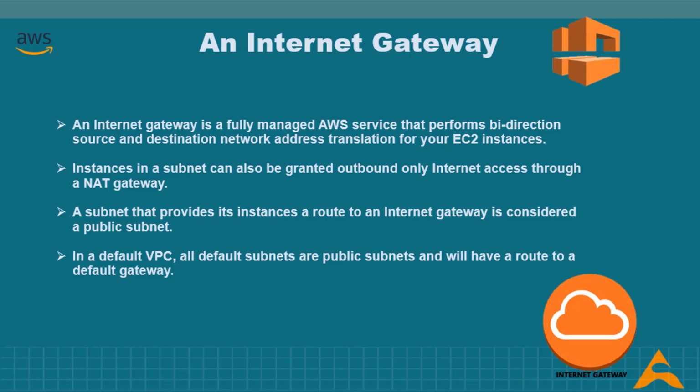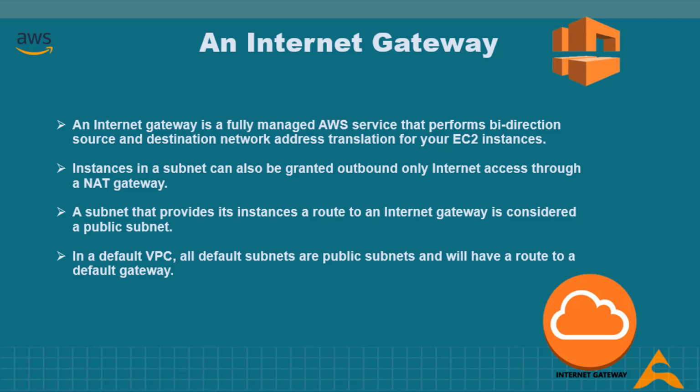Instances in a subnet can also be granted outbound-only internet access through a NAT gateway. A subnet that provides its instances a route to an internet gateway is considered a public subnet. A private subnet may be in a VPC with an attached internet gateway but will not have a route to that gateway. In a default VPC, all default subnets are public subnets and will have a route to a default gateway. So this was all about gateways.